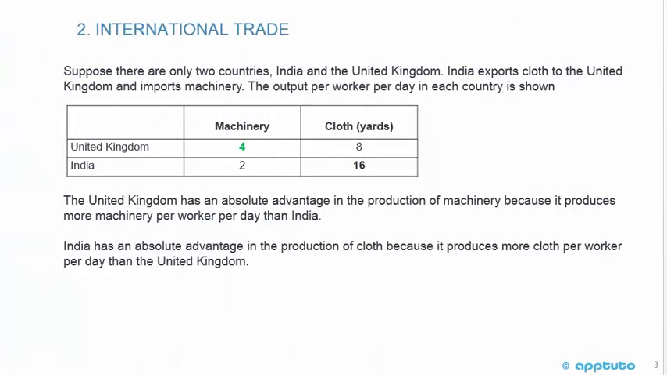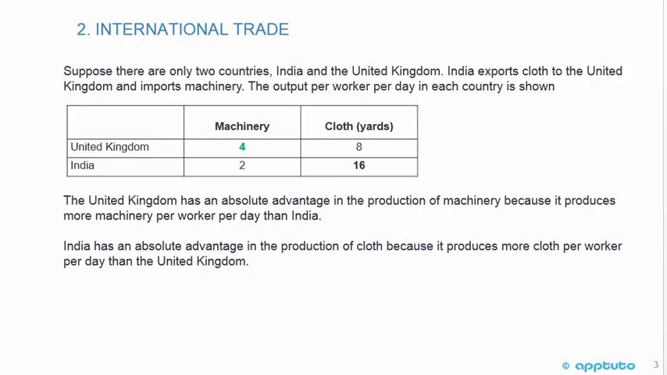So this is the data from the blue box example in the text. Suppose there are only two countries, India and the United Kingdom. India exports cloth to the United Kingdom and imports machinery. The output per worker per day in each country is shown. For the United Kingdom, machinery is 4 units per day per worker, and cloth is 8 yards. For India, the output is 2 units per worker per day and 16 yards of cloth.